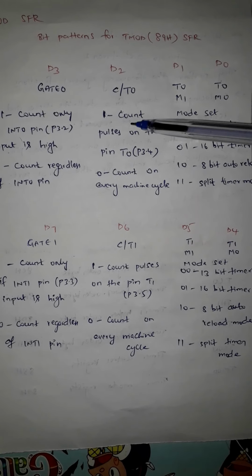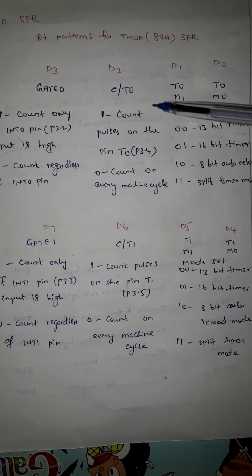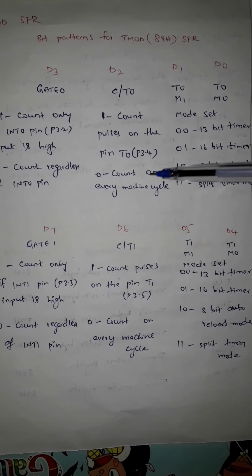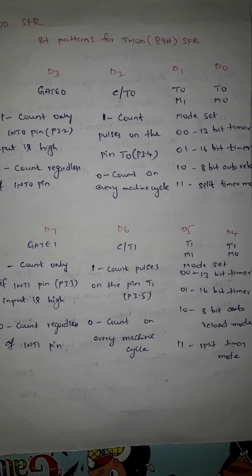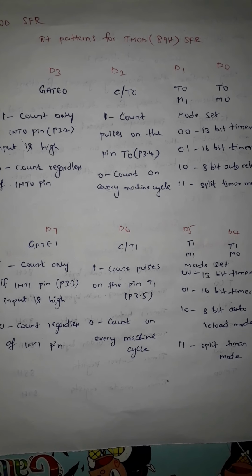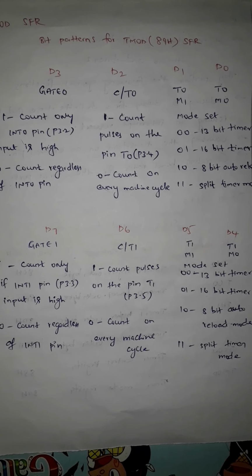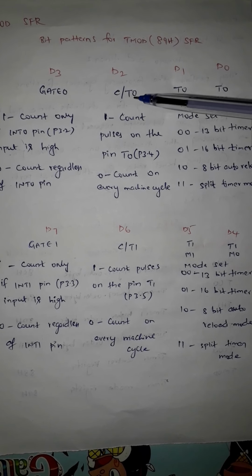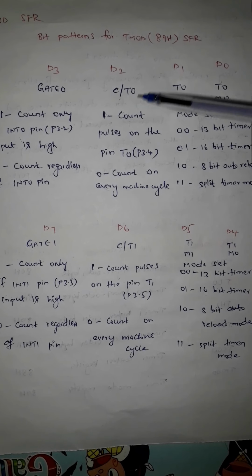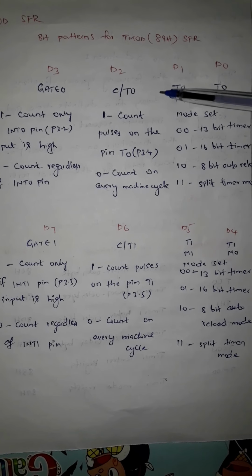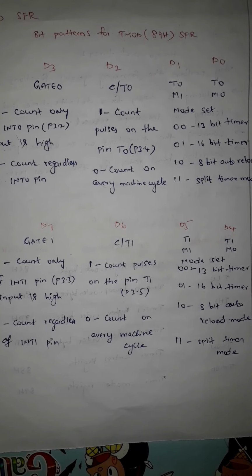So if this bit is set to 1, then it acts as a counter, counting the events on the pin 3.4, and if this bit is set to 0, then it counts on every machine cycle, that is it counts the number of clock pulses to provide the timing, that is delay for the different applications. So this is the D2 bit. You can select the counter or timer by using this D2 bit. If this is set to 1, then the counter mode is selected and it counts the external events. Whereas if this bit is set to 0, then it counts the internal clock pulses and generates the delay. And D0, D1 are used to select the mode for the timer.